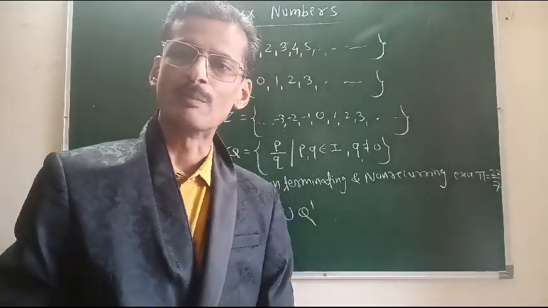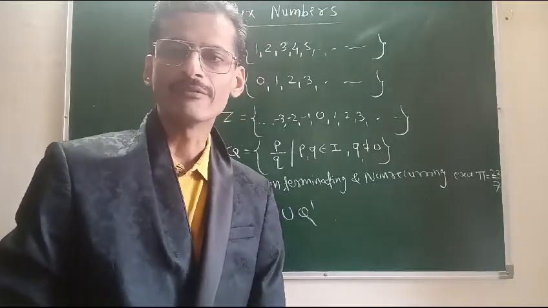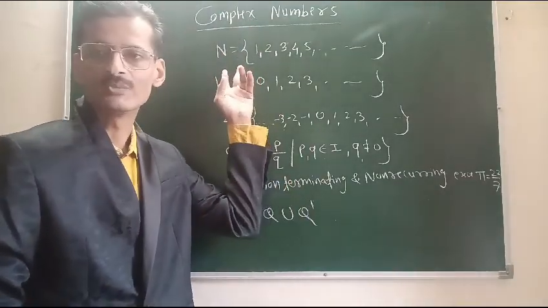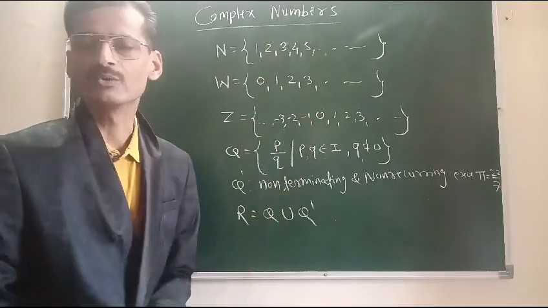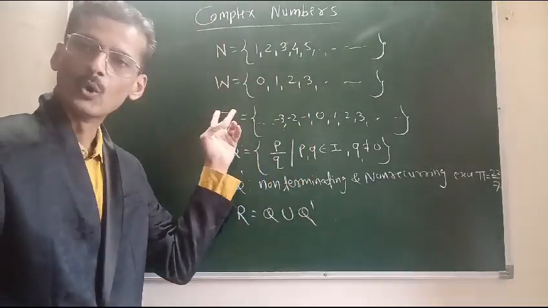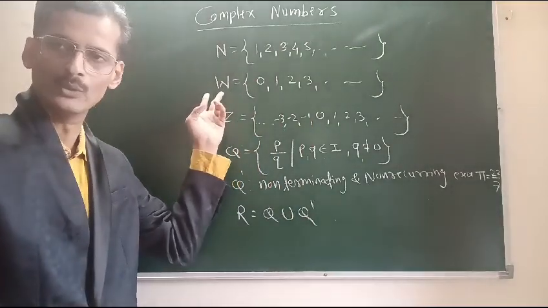Let us see what complex numbers are. The first set of numbers which we know is what? Natural numbers, which start with 1: 1, 2, 3, 4, tending to infinity. When we add 0 here, that becomes what? Whole numbers, which we write as W.